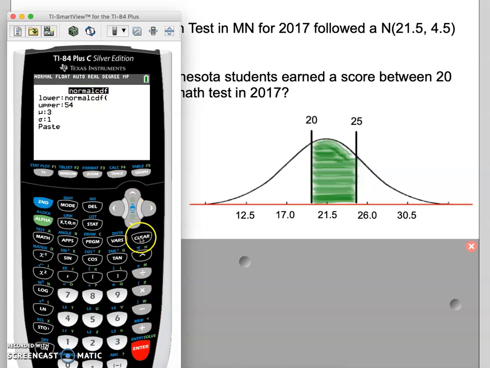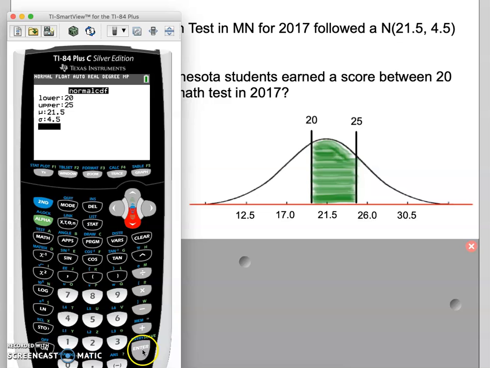And notice I get 4 inputs: lower, upper, mu, and sigma. Lower represents the lower bound of the area I'm looking for. So in this problem, 20. Upper is the upper bound of the shaded region. So in this case, 25. The mean, 21.5. The standard deviation, 4.5.